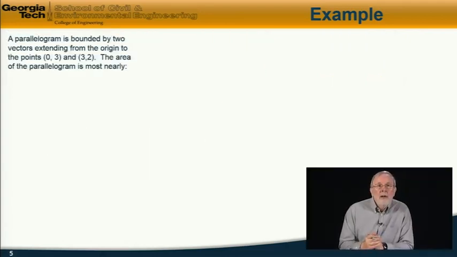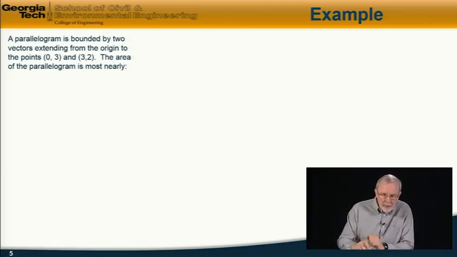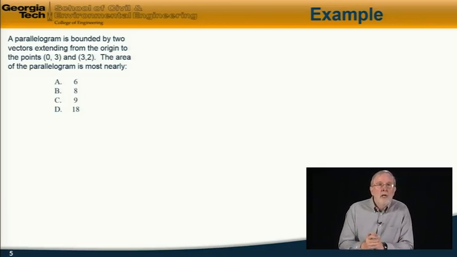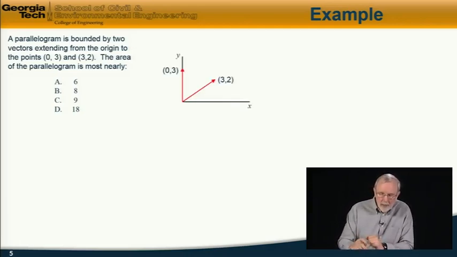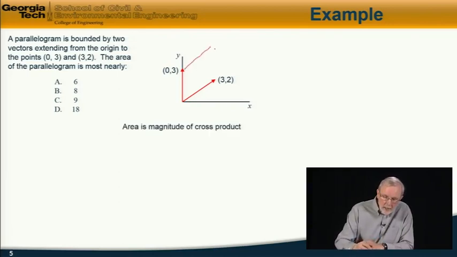Last example, we have a parallelogram which is bounded by two vectors which extend from the origin to the points 0 and 3 and 3 and 2. The area of the parallelogram that's formed by those two vectors is most nearly which of these alternatives? So here's the situation. Here are the two vectors extending from the origin to 0 and 3, and 3, 2. And the question is to find the area of the parallelogram. In other words, this area right here.